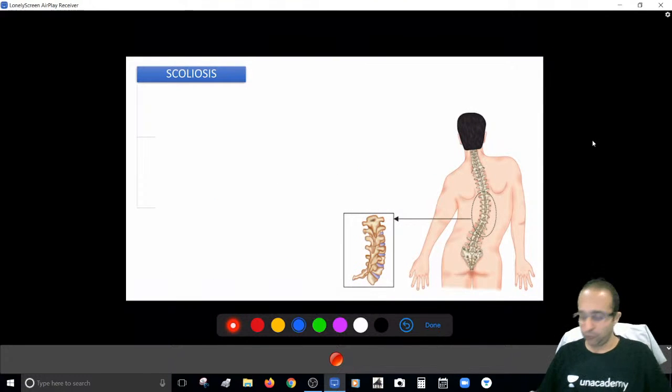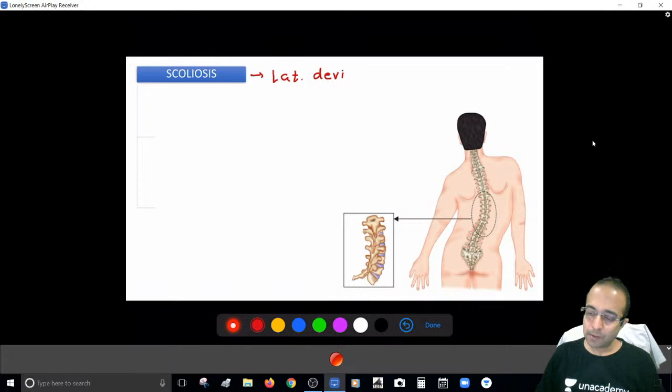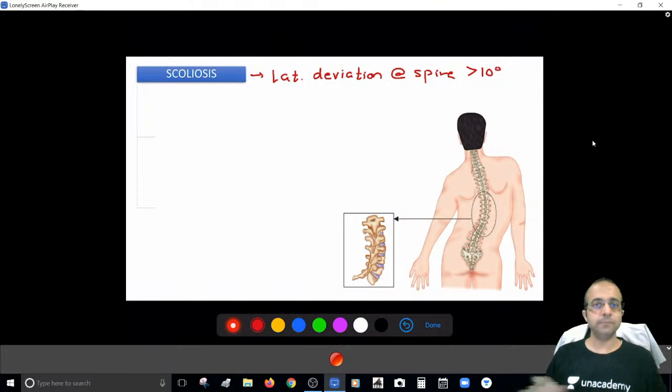So first of all, what is scoliosis? Let me define this for you. We label anything as scoliosis when we find that there is lateral deviation in the spine that has crossed 10 degrees. That's where we say this is scoliosis. You should have at least lateral deviation in the spine of more than 10 degrees.